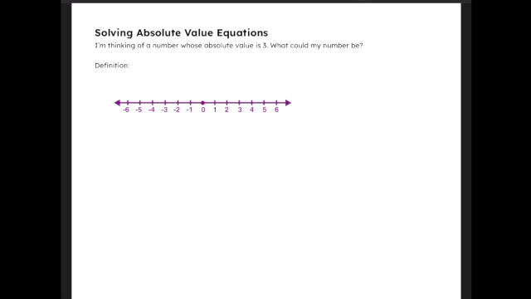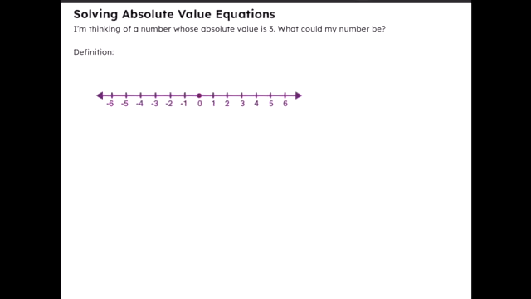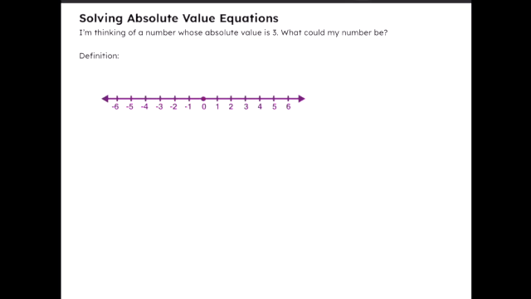To get us started, let's think about what absolute value even means. I'm thinking of a number whose absolute value is 3. What could my number be? Well, if we're going to answer this question, we need to know what absolute value is. So absolute value represents a number's distance from 0.